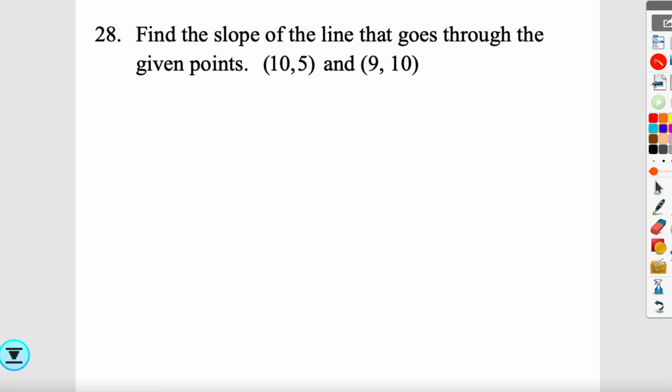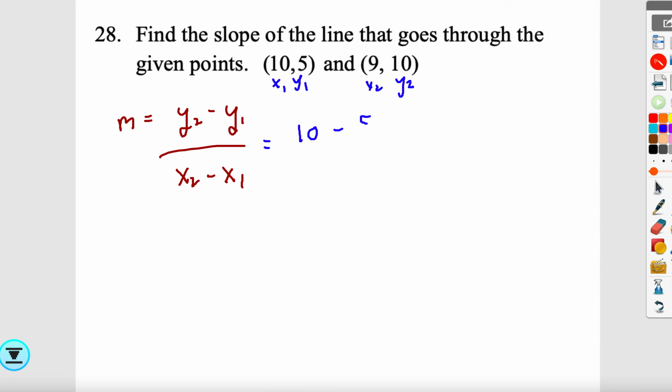So find the slope of the line that goes through the given points 10, 5, and 9, 10. So for this one, we're going to have to utilize the formula for slope, which is m equals y2 minus y1 over x2 minus x1. So to do that, we need to label these points accordingly. So this is x1, y1, x2, y2. We can actually go vice versa if we wanted to, as long as we're consistent with x1, y1, and then x2 with y2. So y2 is 10 minus y1, which is 5, over x2, which is 9, minus x1, which is 10. 10 minus 5 is 5. 9 minus 10 is negative 1. 5 divided by negative 1 is negative 5. So m equals negative 5. That's the slope.